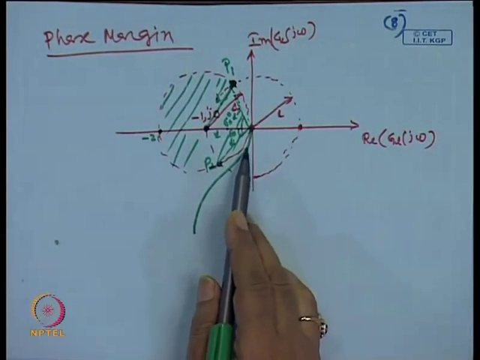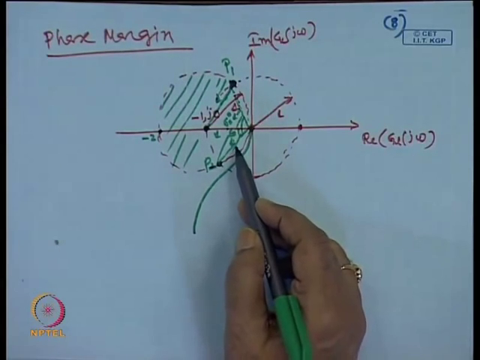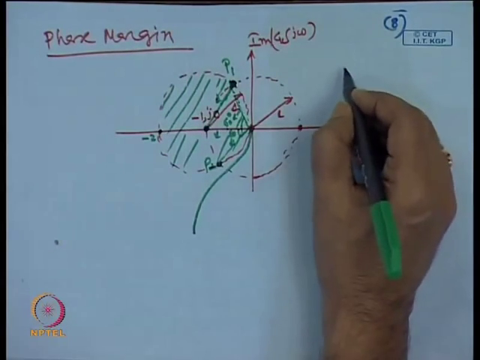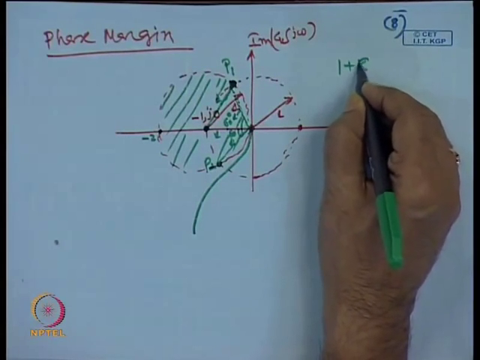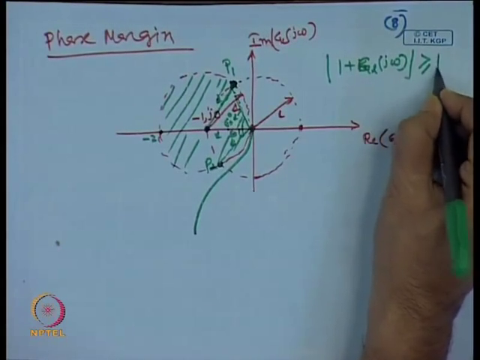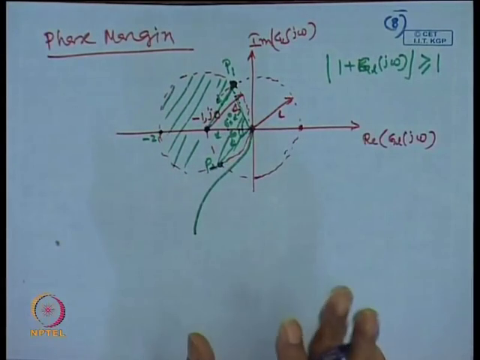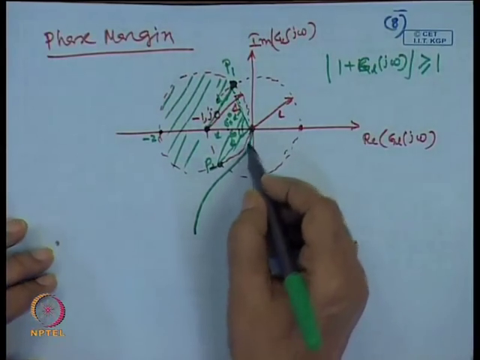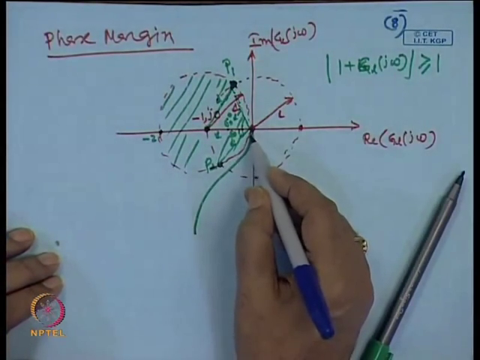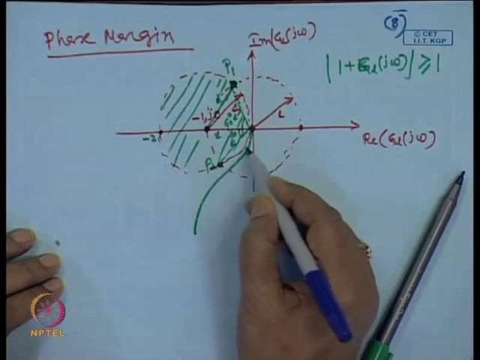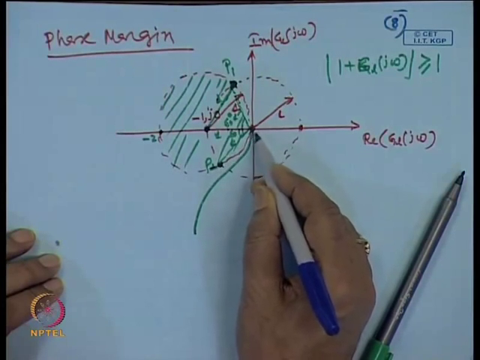So, one can come to the conclusion, since this curve will not enter this shaded region, it can touch it, because why can it touch? You see, mod of 1 plus g l j omega will be greater than or equal to 1, because when equal to 1 it will touch, this is the condition. So, since it cannot enter this region with the present gain of the controller, at least the phase angle will be 60, because this curve can touch it here.